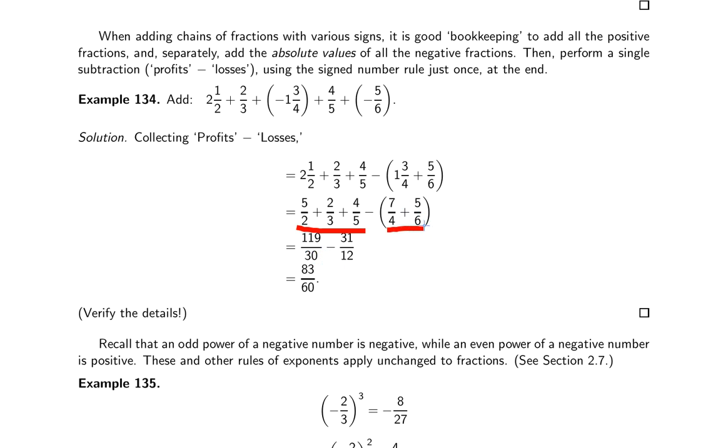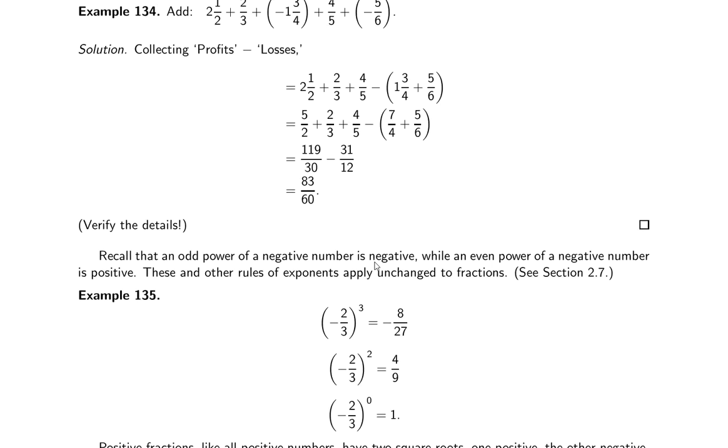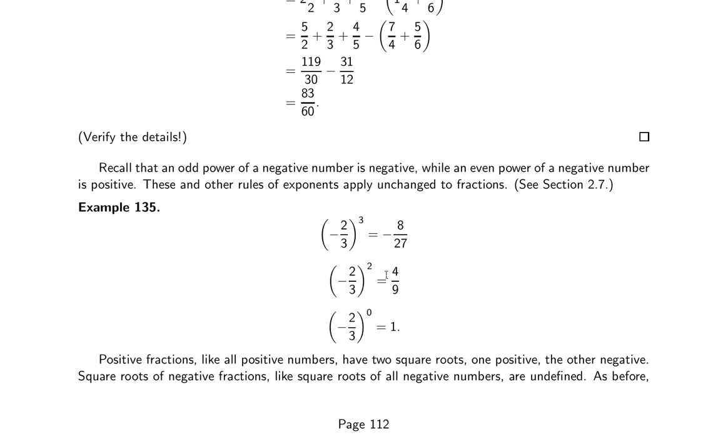And then adding the negatives together, so doing that separately, we get this. And then finally subtract those negatives. We need another common denominator, that's 60. Yeah, it's a lot of work doing these kinds of questions by hand. Okay, one last one.